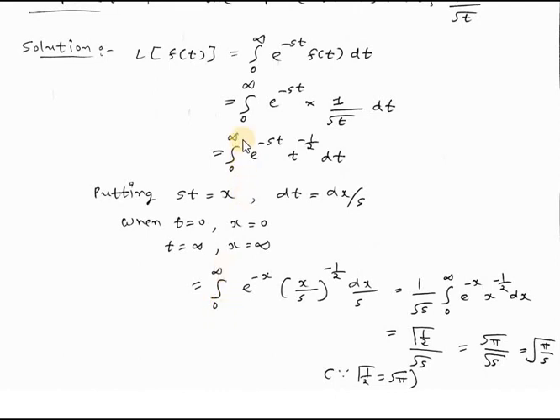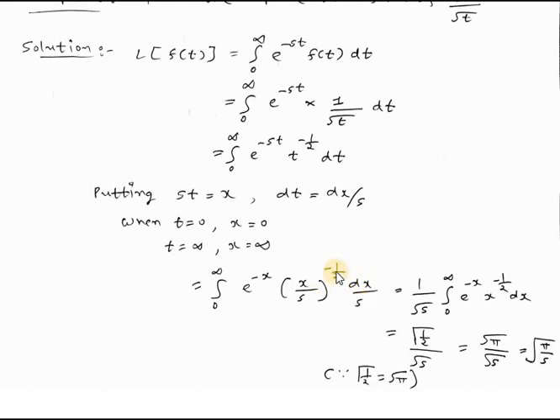So integration 0 to infinity e raised to minus st into t raised to minus 1 by 2 dt can be written as integration 0 to infinity e raised to minus x, because st is x, and in place of t we can write x divided by s. So here x divided by s whole raised to minus 1 by 2, and in place of dt we will write dx divided by s. So here into dx divided by s.